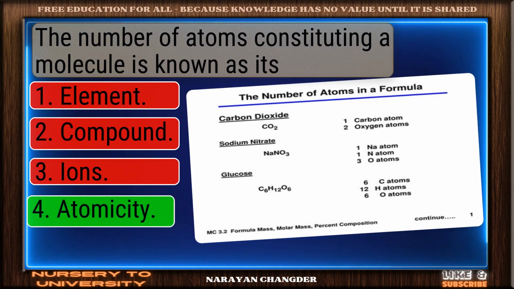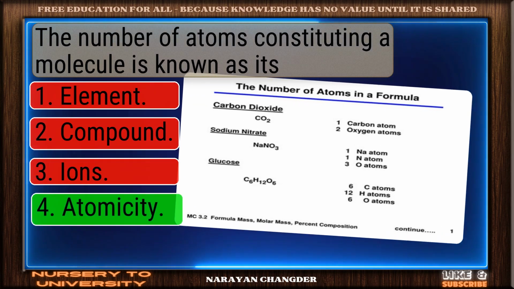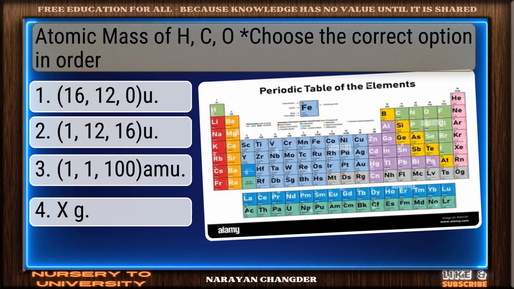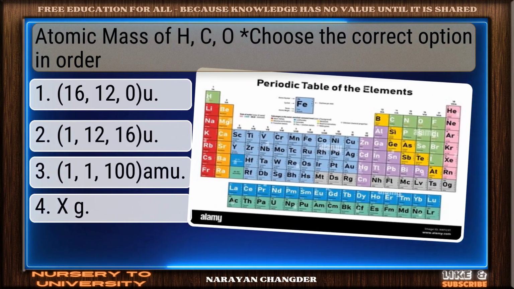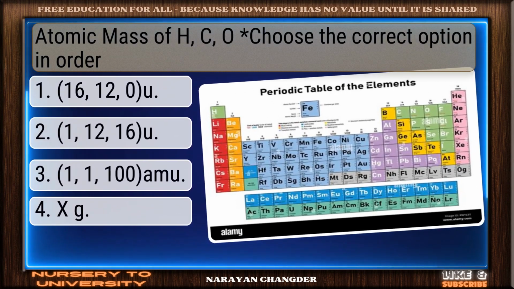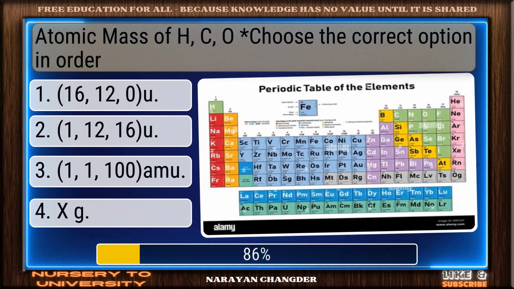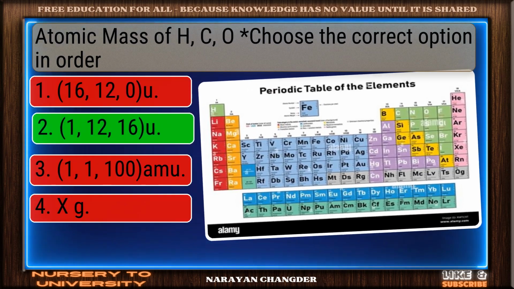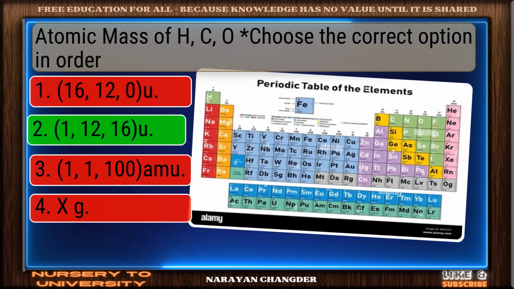Correct response. Atomicity is the most accurate answer. Question number 101. Atomic mass of HCO. Choose the correct option in order. Solid response. U is a valid choice.